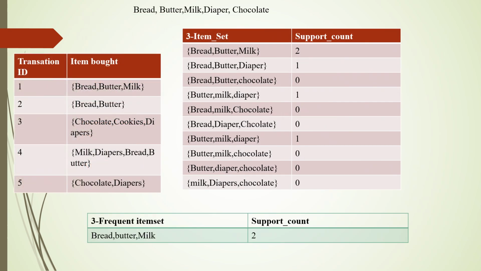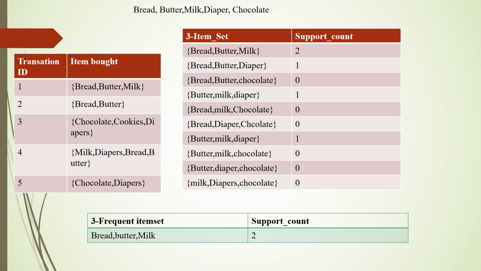The combination of three items is called the third frequent item set. Here, likewise: bread, butter, milk; bread, butter, diaper; bread, butter, chocolate. These are the 10 possibilities of the third frequent item set from the first frequent item set. We need to calculate the support count like the previous one. The combination of bread, butter, milk appears 2 times in the data set. So the support count is 2.